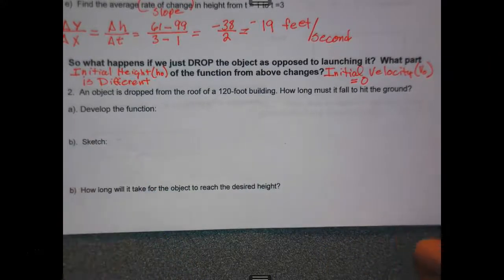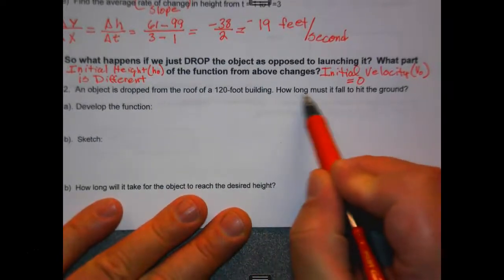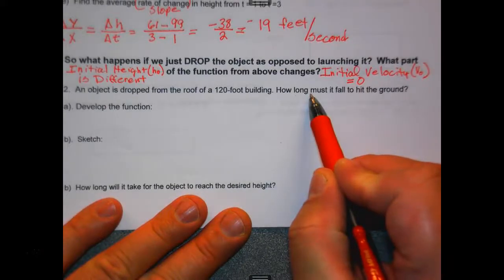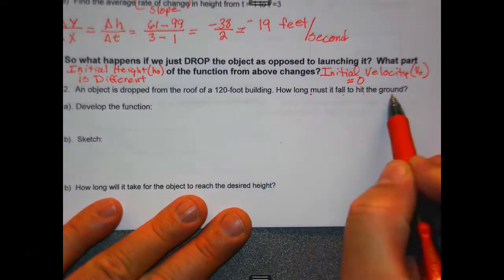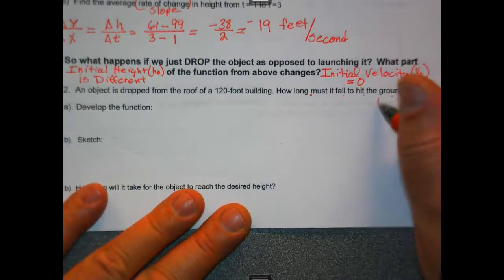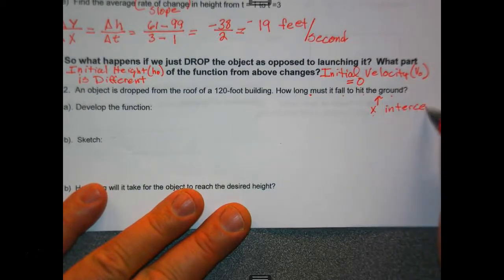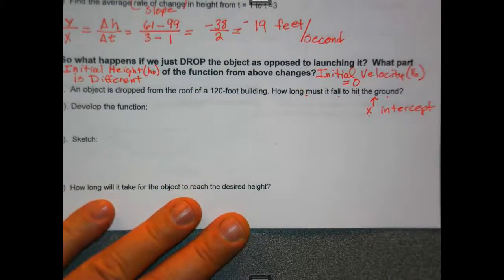All right. An object is dropped from the roof of a 120-foot building. How long must it fall to hit the ground? So what are we looking for here? How long? So we're looking for the time to hit the ground. What is that when we hit the ground? The x-intercept, right? That's going to be when it hits the ground.